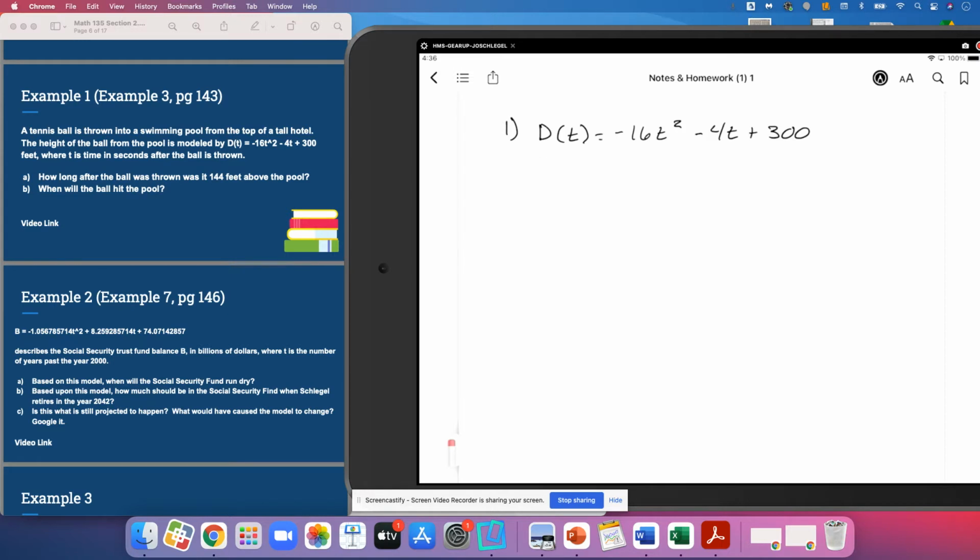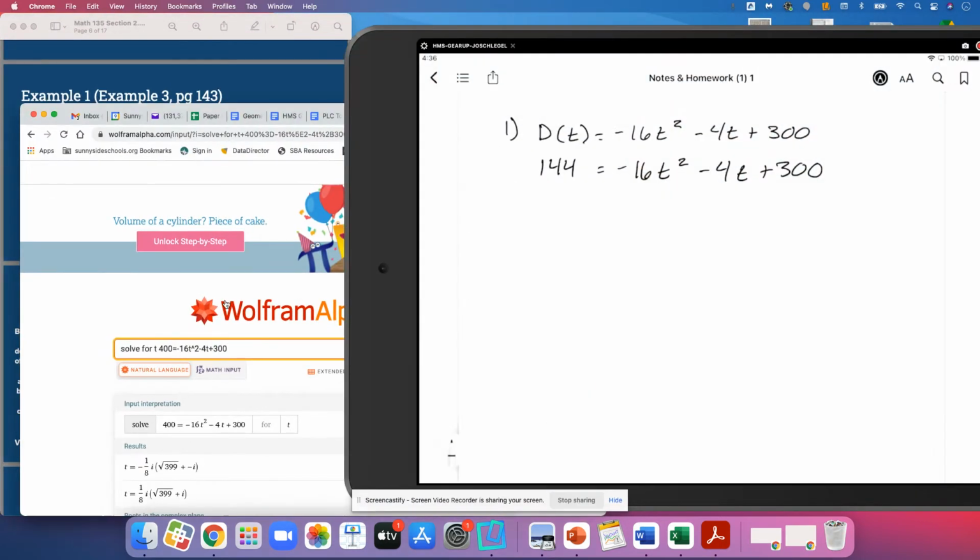So our 144 is going to go in there. And when we put this in Wolfram and have it solve for t, we are asking it to solve for the number of seconds that it will take for the ball to get to that height. And let me fix this a bit. There we go.